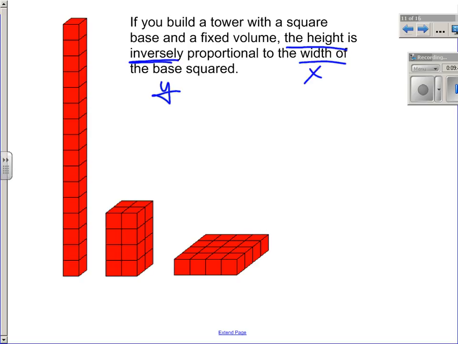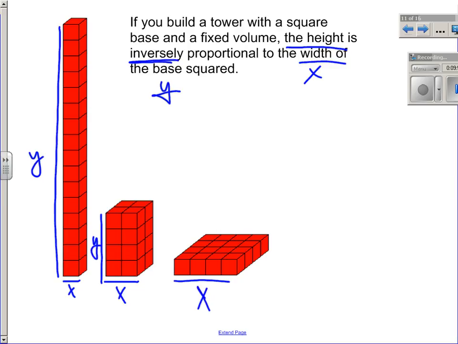Okay, so check it out. Here's our x, here's our y. If you count, I think there should be 16 blocks there. Here's our width, x, here's our height. Look, in this first one, the height is 16 and the width is 1.